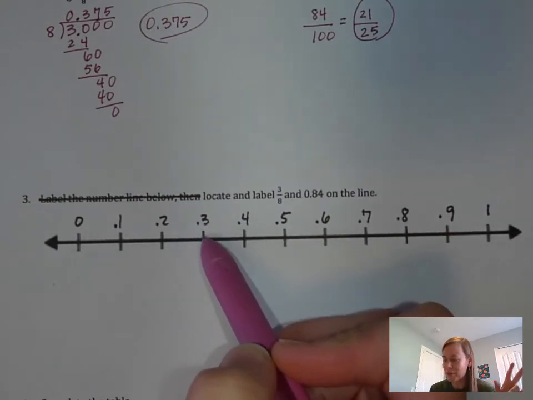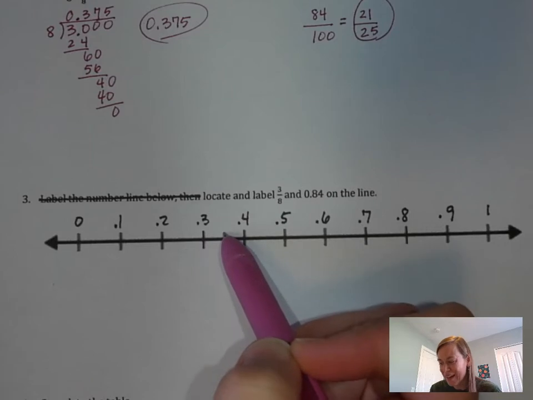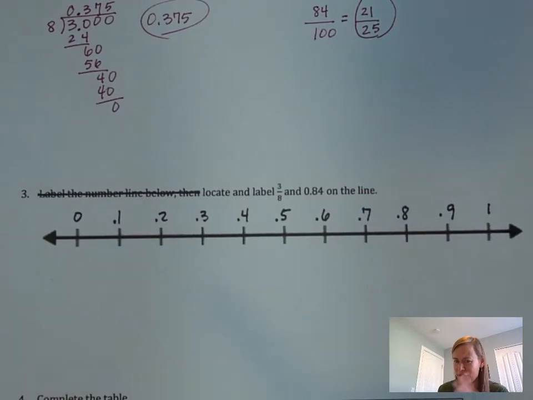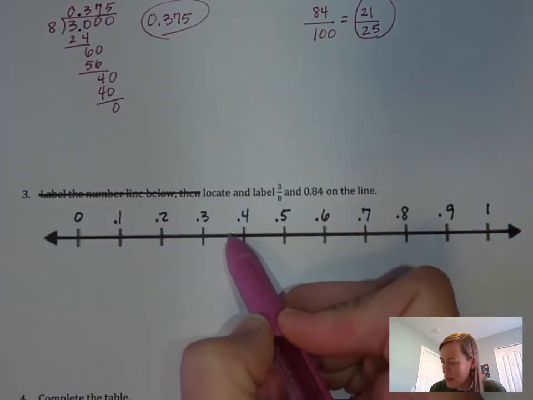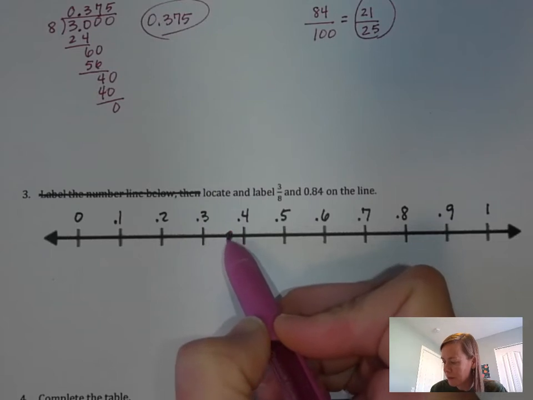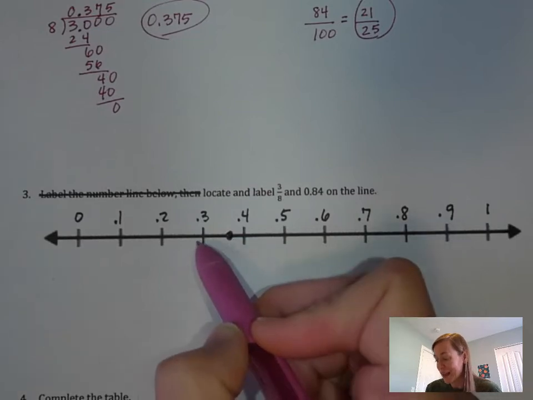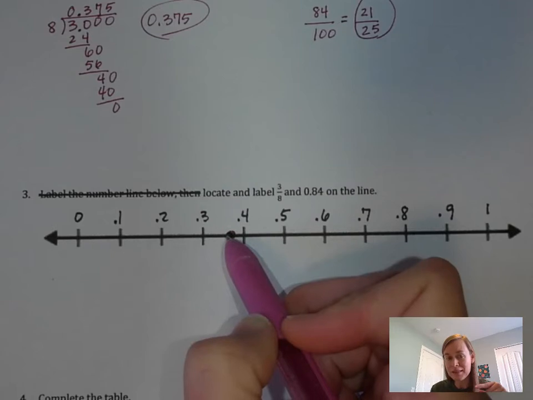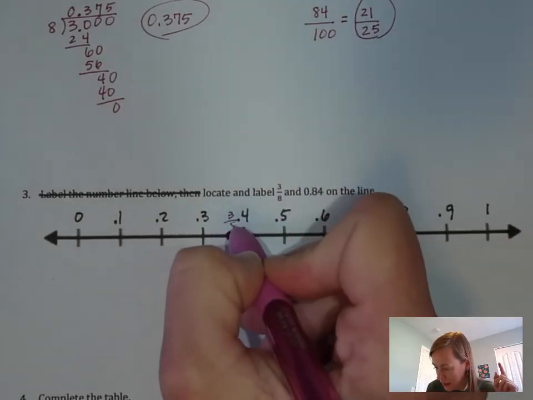0.375. So let's see, what would be halfway between 0.3 and 0.4? Halfway would be 0.35, but it's not 0.35, it's 0.37, so it's going to be a little further than halfway. So let's think of 0.37 as being maybe about right there. Okay, so just a little past halfway. In fact, it's more like 3/4 of the way, so maybe I should move it a little bit further. There we go. But I'm going to label it the way they wanted me to here, which is 3/8. So let's write our 3/8 right there.